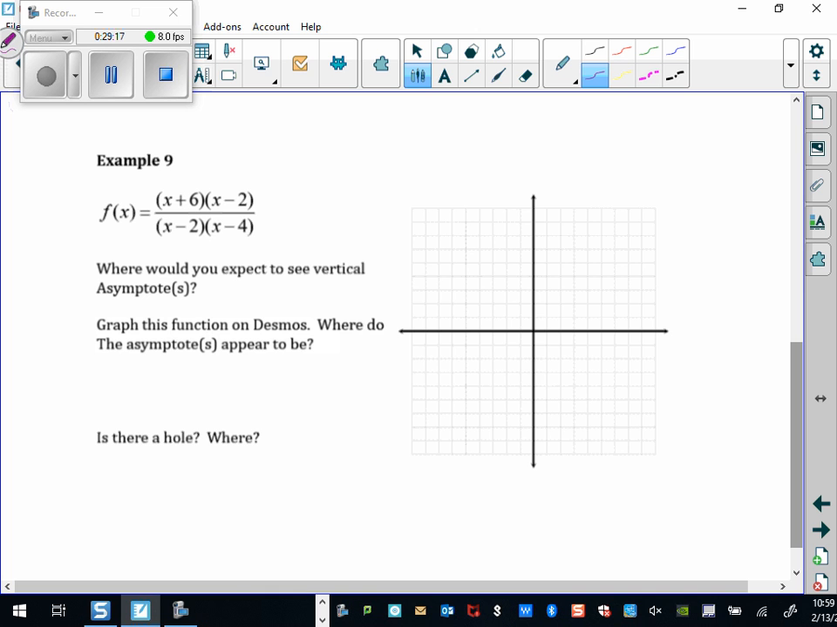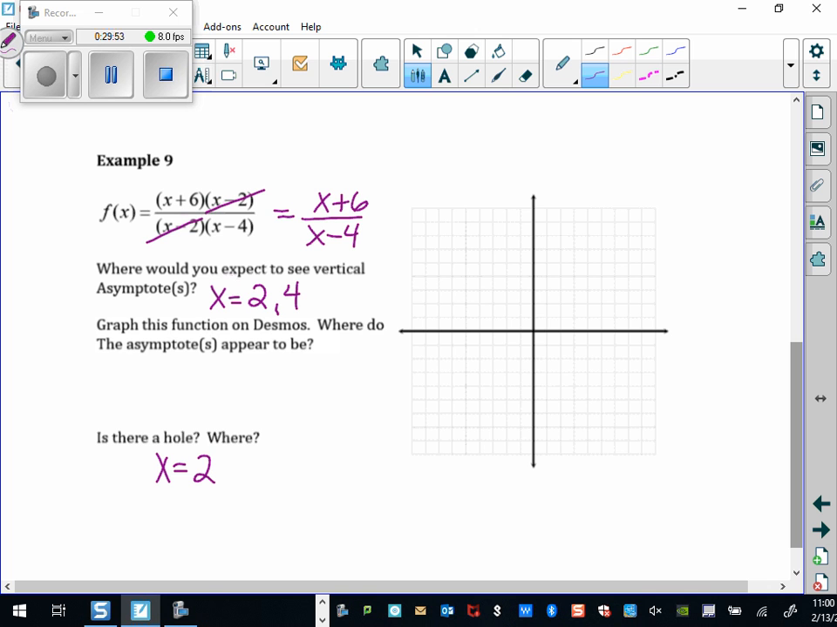Okay, so if you were to do this without even thinking about canceling, you would probably say to yourself, okay, there's going to be a vertical asymptote at x equals 2 and x equals 4. Wouldn't you think that? Initially, if you didn't even look for holes? Except, what happens? We're going to cancel this. So when you cancel it, it creates a hole at x equals what? 2. So what you do, though, is you graph this as if the hole weren't there.